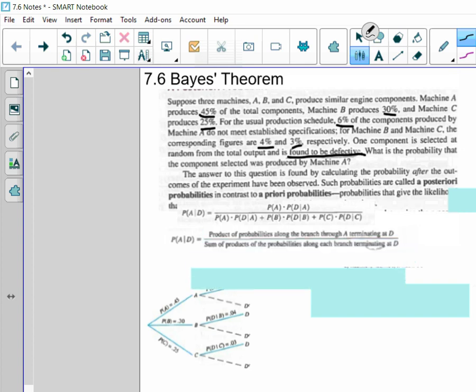And I know it's kind of small. Let's see if I can make this bigger and maybe not cut off. Come on, work with me here.